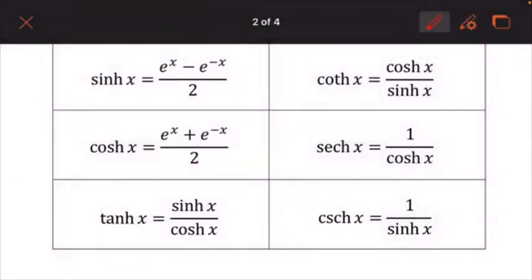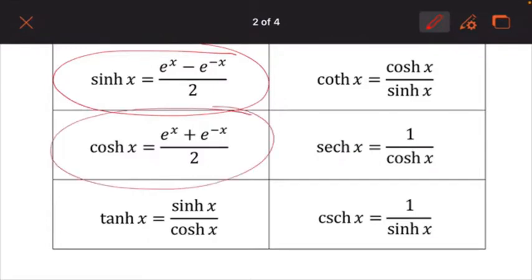The hyperbolic sine of x is defined as e to the x minus e to the negative x over 2. Okay, so this should be memorized. And also, the hyperbolic cosine of x is equal to e to the x plus e to the negative x over 2. Notice their difference, so you should memorize: if it's hyperbolic sine, it's minus. If it's hyperbolic cosine, it's plus.